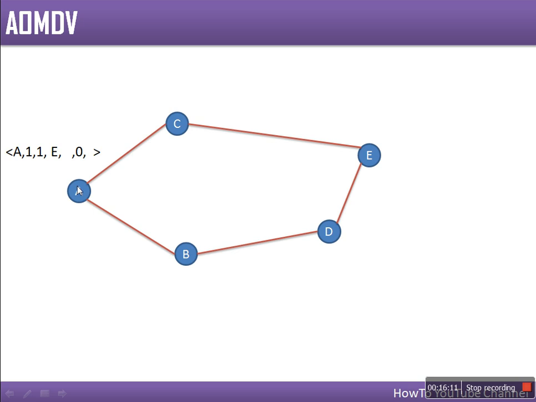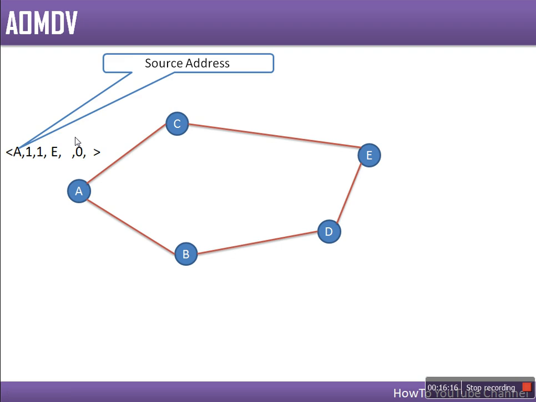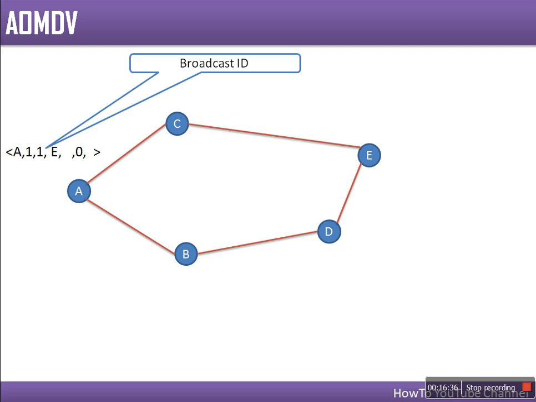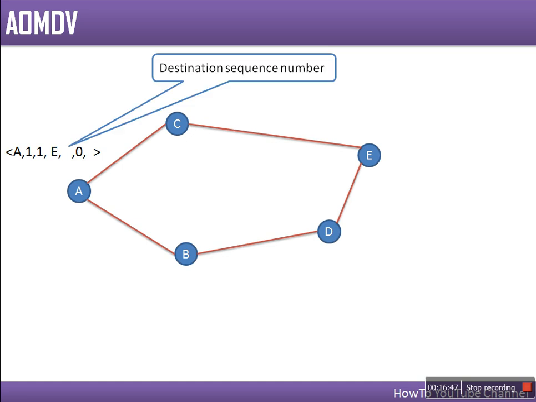So A wants to know the location of node E. So A will prepare a route request packet. The first attribute is the source address, so A will put its own address. The second one is the source sequence number. Whenever it is going to send another request, or is going to send a reply to another node, this sequence number will be increased. This will be the broadcast ID, or we can say the ID of our route request packet. This is the destination address. It means node A is looking for E.